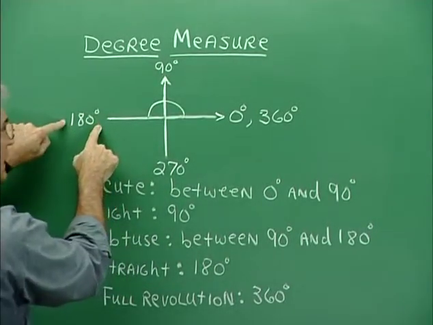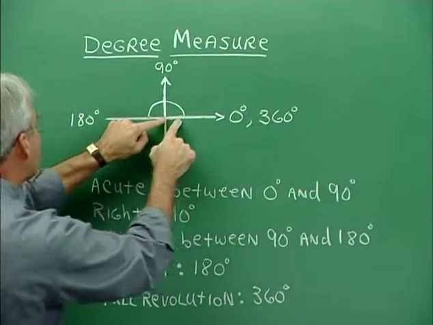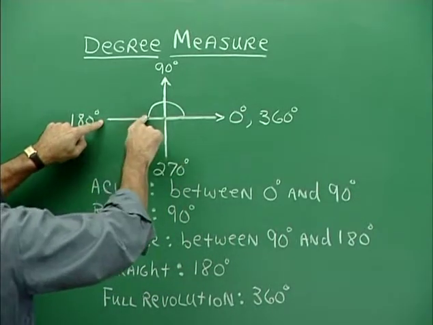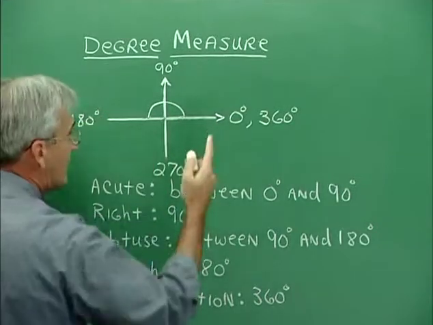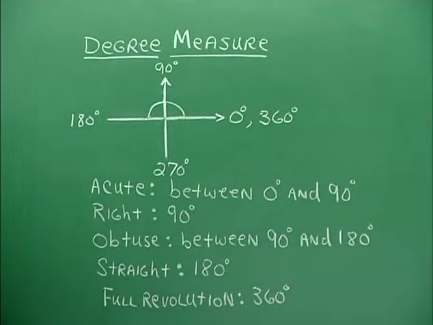and 180 degrees. And once we get to this point of exactly 180 degrees for our angle, which we're showing here, we have what's called a straight angle, for obvious reasons, I think. And the full revolution, as we mentioned before, is 360 degrees.